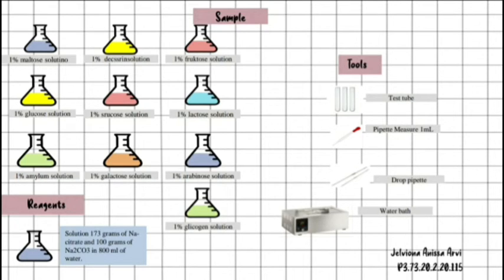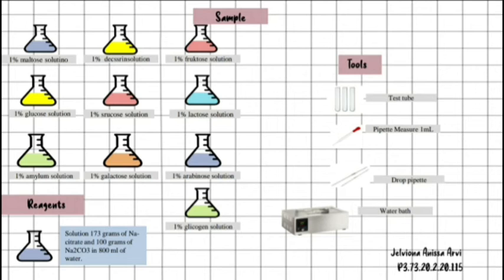Now the materials and the tools. We need 10 samples: maltose, dextrin, fructose, glucose, sucrose, lactose, amylum, galactose, arabinose, and glycogen solution, 1% for each solution, and reagent Benedict reaction: 173 grams of sodium citrate and 100 grams of Na2CO3 in 800 milliliters of water.